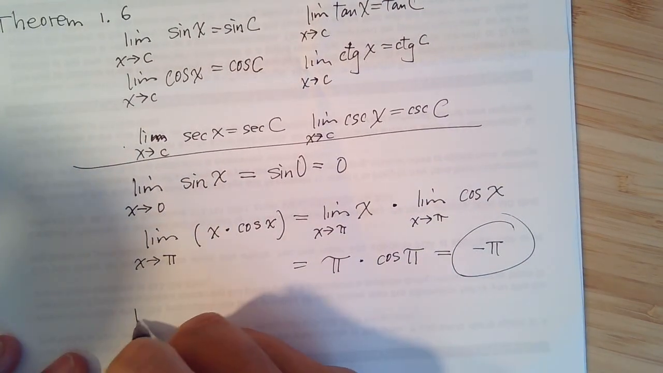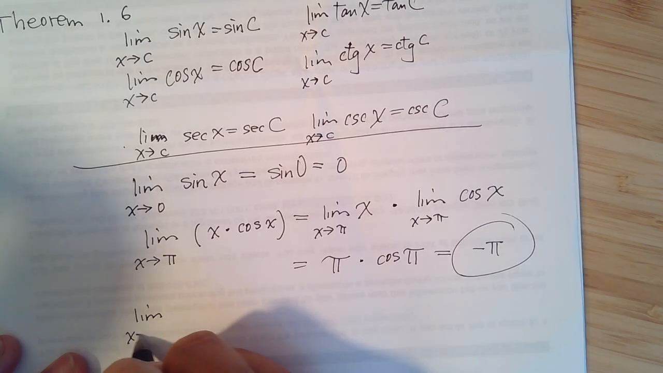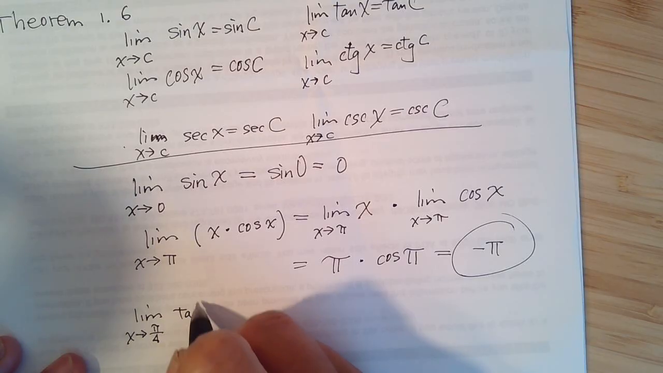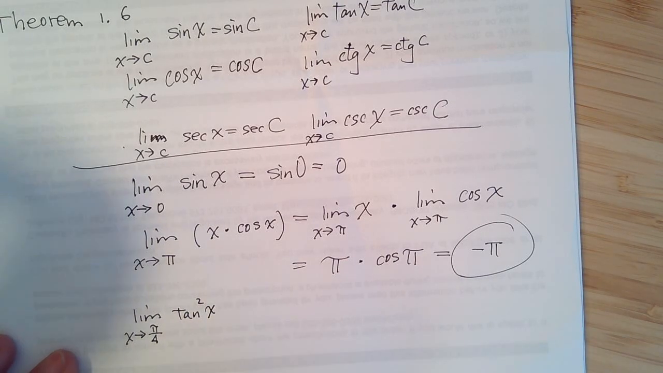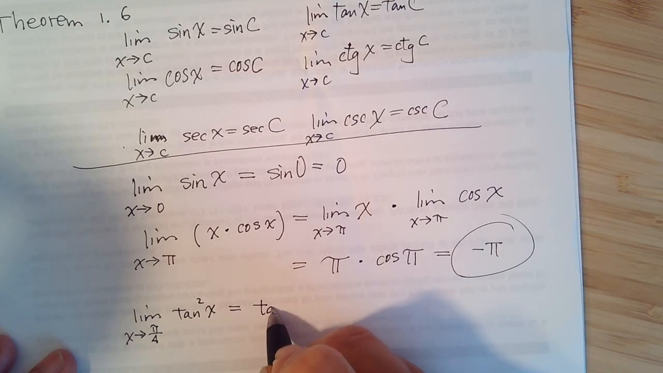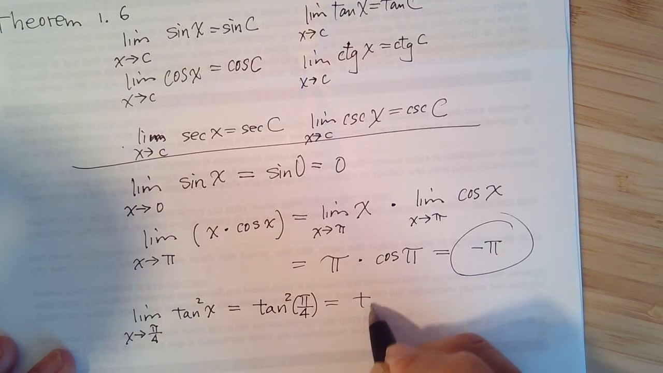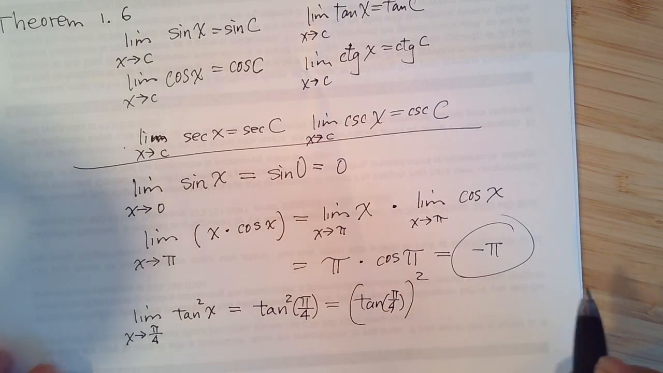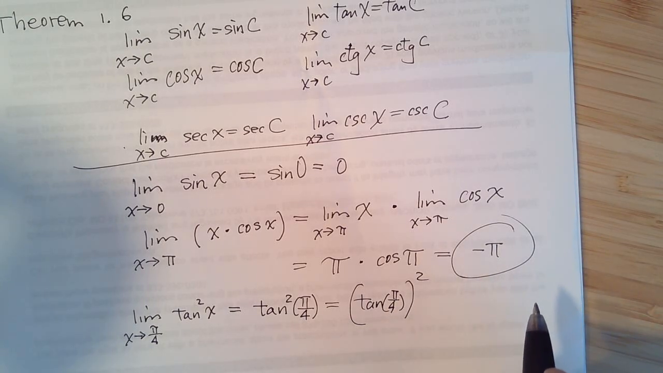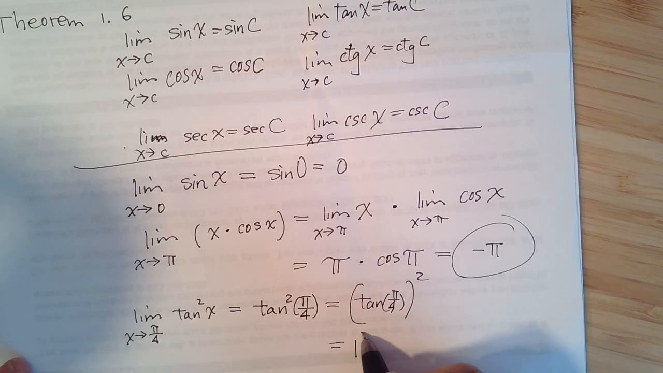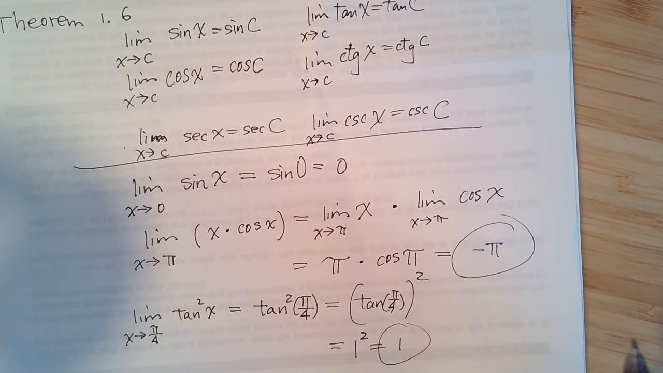So the last one. What is the limit as x approaches pi over 4 of tangent squared x? That will be tangent squared of pi over 4, or actually the tangent of pi over 4, squared, right? What is the tangent of pi over 4? Pi over 4 is like 45 degrees. That tangent is 1, so it's 1 squared, which is 1. That's your answer.